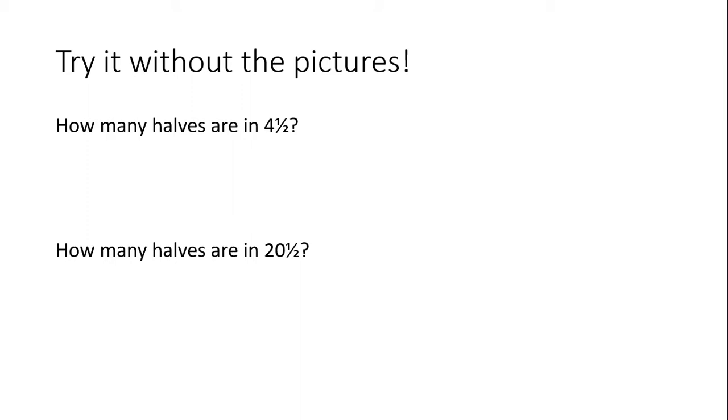Welcome back. Let's take a look at your answers. So in the first question, it says, how many halves are in 4 1/2? Well, how many halves are in 4? Well, that's 4 times 2 plus 1 extra half. 4 times 2 is 8, plus 1 is 9. Second question, how many halves are in 20 1/2? Well, first we multiply 20 by 2. 20 times 2 plus 1 more half. 20 times 2 is 40, plus 1 is 41.